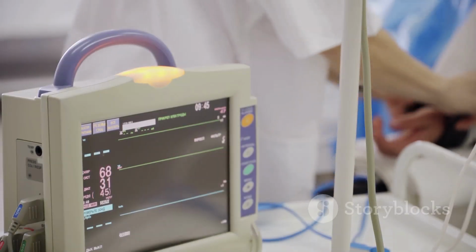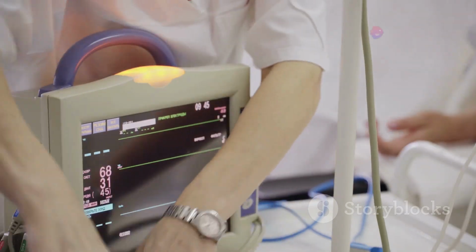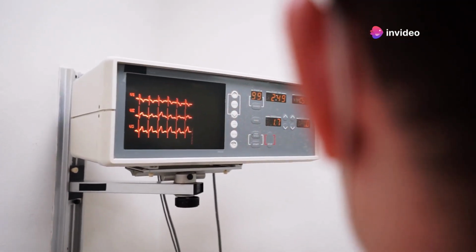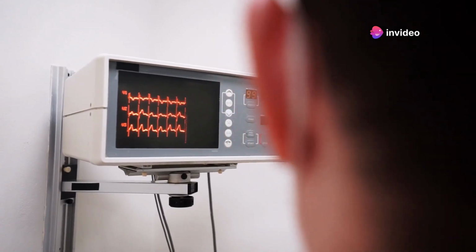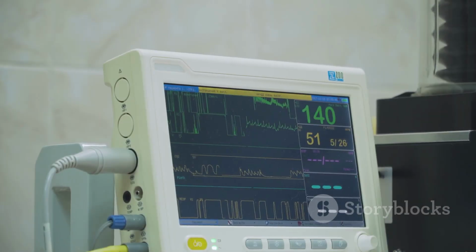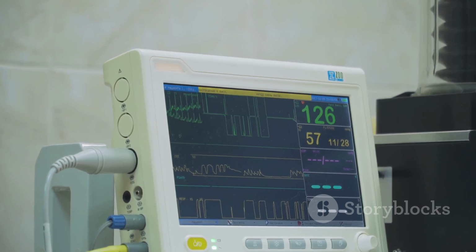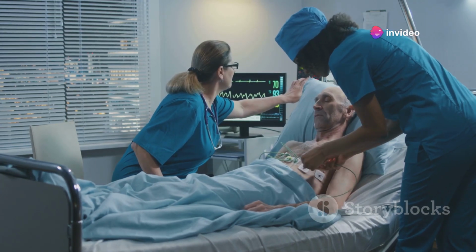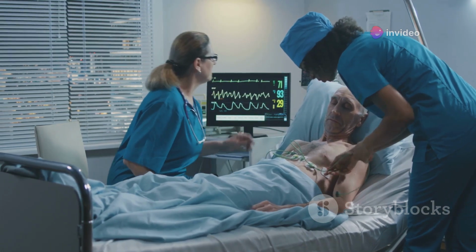The ECG plays a crucial role in diagnosing ischemia and infarction. Ischemia typically manifests as ST segment depression or T-wave inversion on the ECG. In the case of myocardial infarction, ST segment elevation is often seen, indicating significant damage to the heart muscle. Prompt recognition and treatment of these conditions are essential to minimize heart muscle damage and improve patient outcomes.